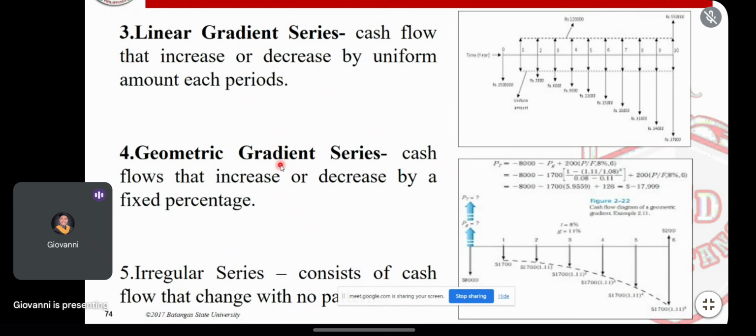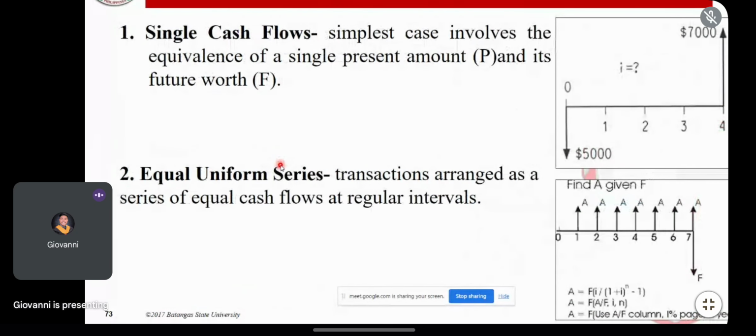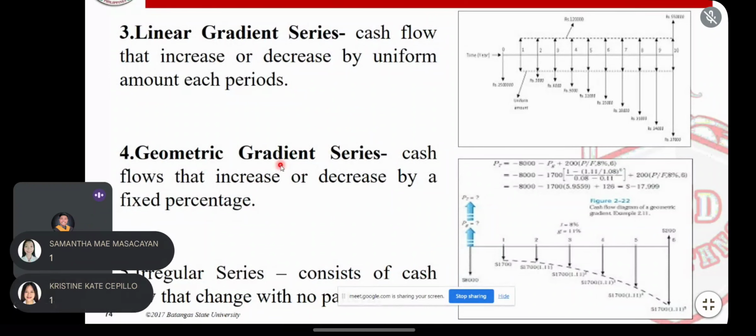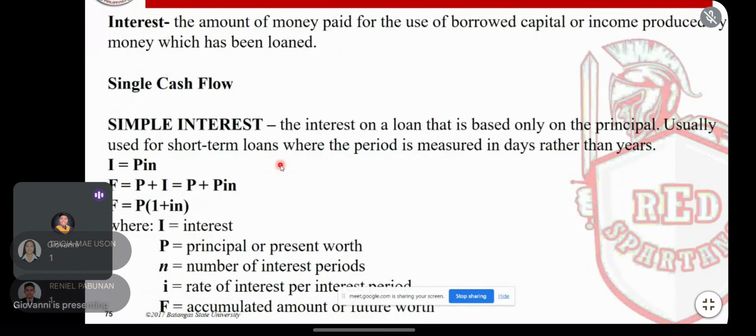So, hindi naman tayo magko-compute ng cash flows na mayroong irregular series. Okay. So, question po so far. Type 1 nga po if wala. Guys. Okay. So, let's start with our computation na.